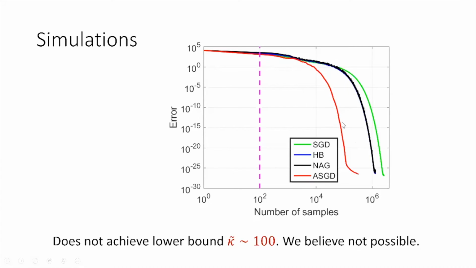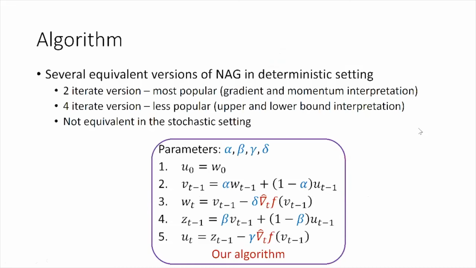And so while we do not have a lower bound better than kappa twiddle, we believe that doing anything better than the square root of kappa twiddle might not be possible once you account for computational restrictions. But again, we do not have a proof for this statement. So let me describe the algorithm in a bit more detail.